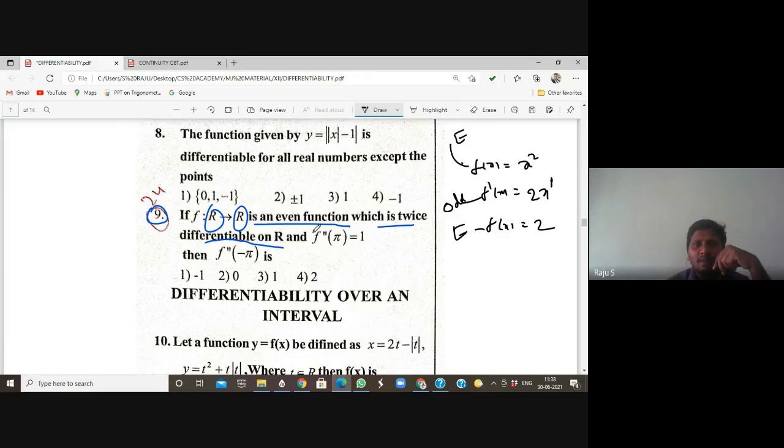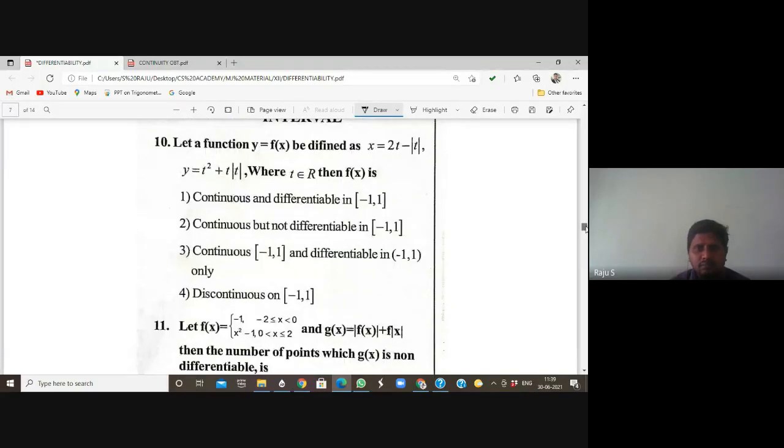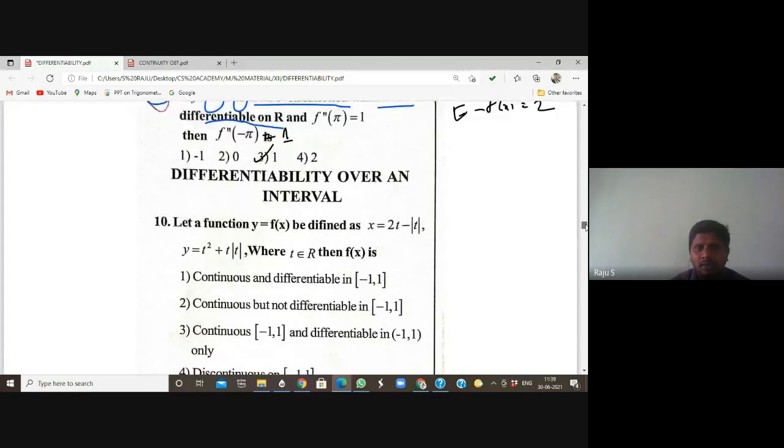When f double dash of pi is 1, f double dash of minus pi is also 1, because f double dash of x is again an even function. Is it clear? The answer will be 3.